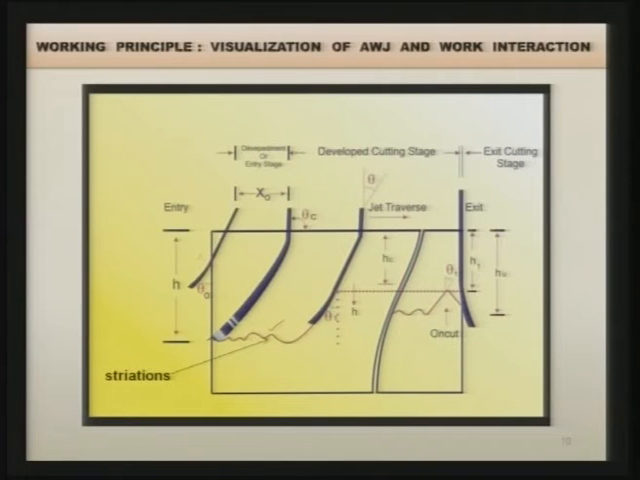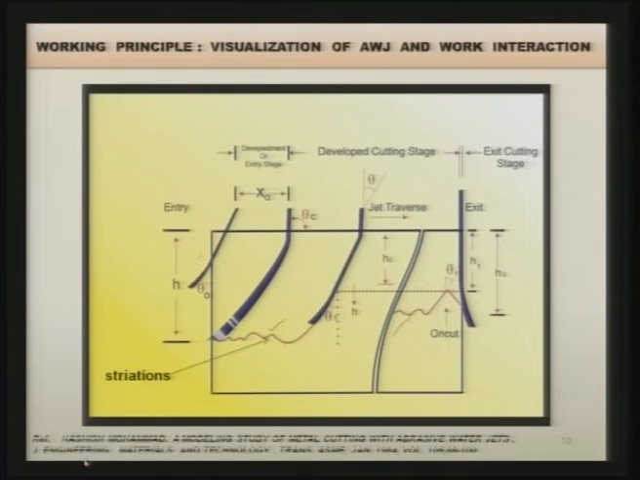Now, as the jet is moving, you can see these striations are also being formed at the exit. This is more or less the same way as at the entry, and you can see again the striations on the side of the exit of the jet, again taken from the same paper.